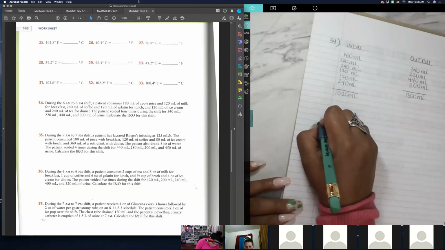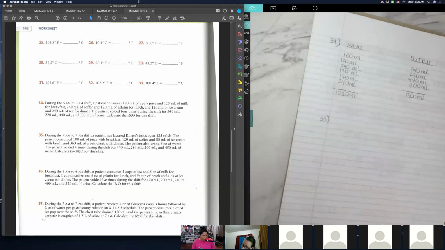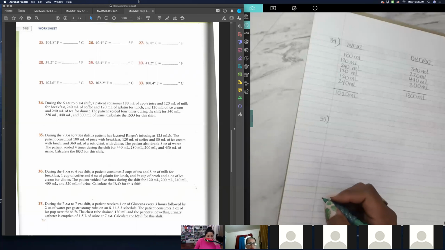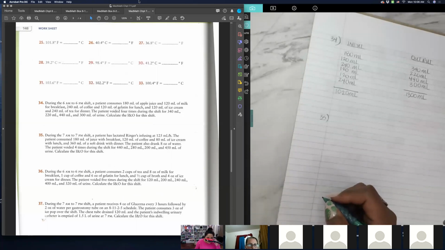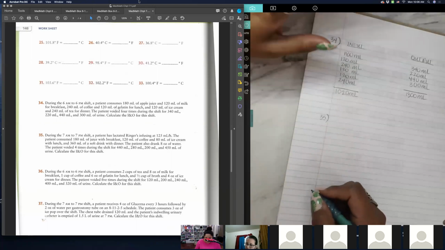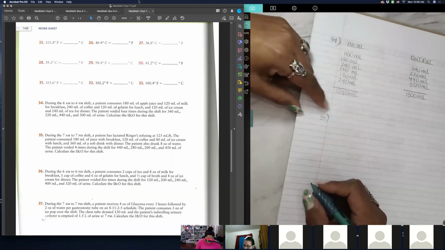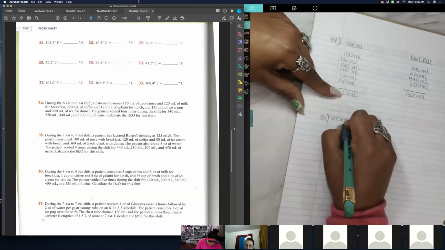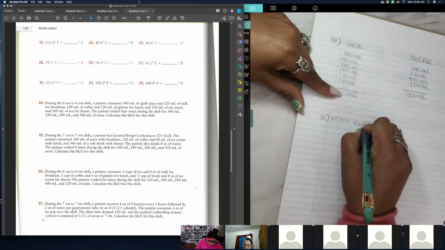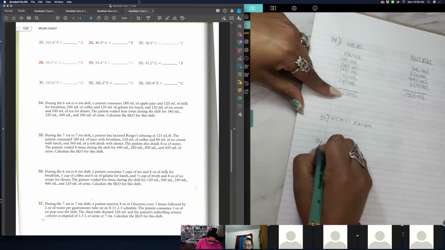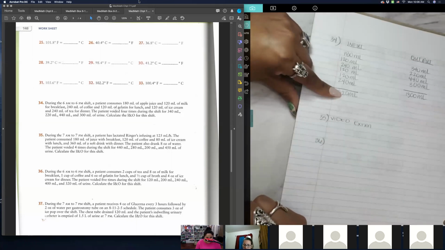All right, so now let's do 35. During the 7 a.m. to 7 p.m. shift, a patient has lactated Ringer's infusion at 125 milliliters per hour. See, this one I'm going to have to do as part of a video. It's going to be a little bit longer. I'm going to do a video of 35. Okay, 36. Let's do 36.